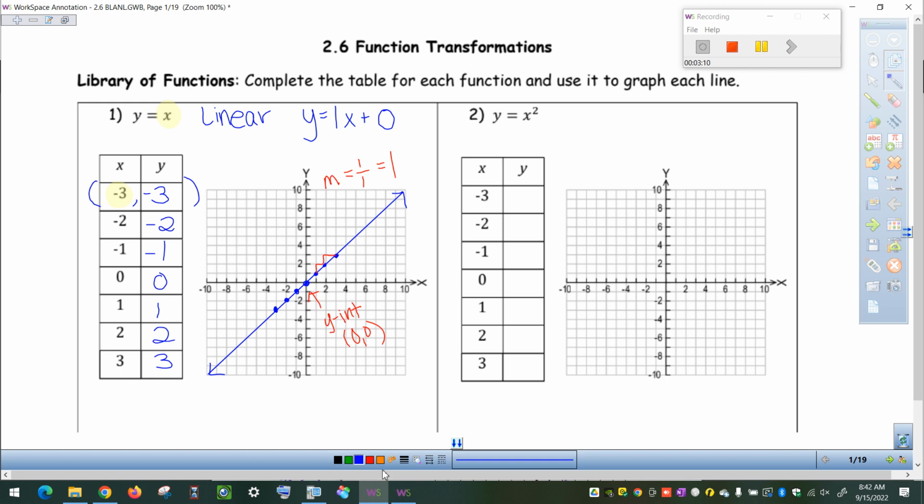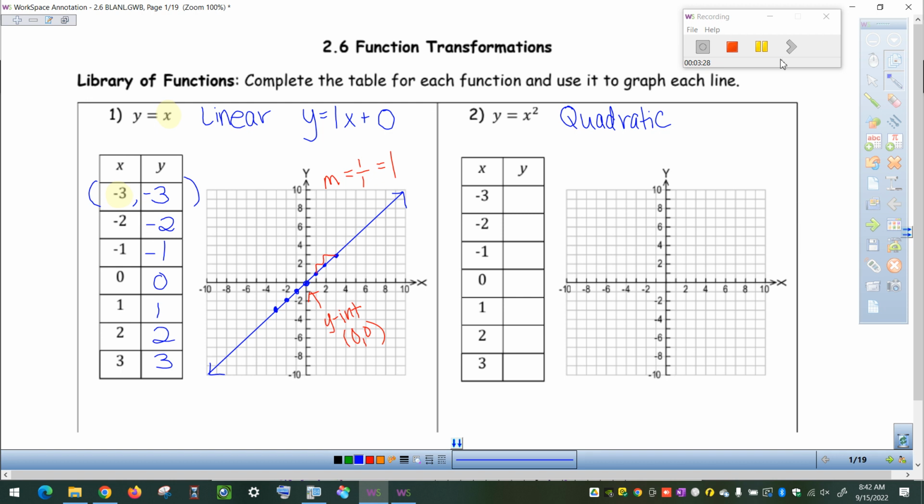All right, we're going to take a look now at a new equation. So this one is now y equals x squared. So when we have the x that's being squared, this falls into a family of functions called quadratic. And we don't define quadratic functions by slope or y-intercept. We only use slope and y-intercept for linear. So there's some different things altogether if it's quadratic. For now, we are just going to look at the numbers in the table.